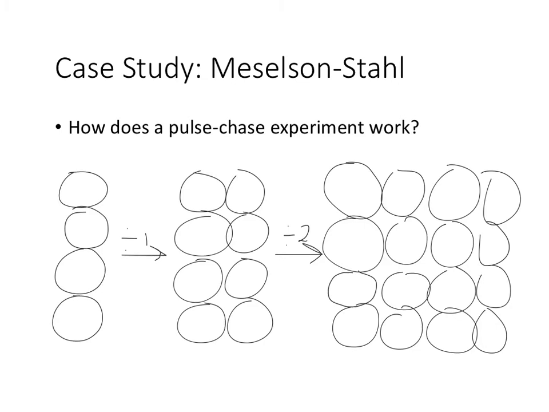What did they grow the bacteria in initially? They grew it in a special type of media that had heavy nitrogen, N15. So normally nitrogen is 14. Look, we've even got a periodic table over there. Right, N14. So they grew the bacteria initially in heavy N15. So I'm going to draw their genomes as blue circles, and when they're heavy, I'm going to draw them as thick blue circles.